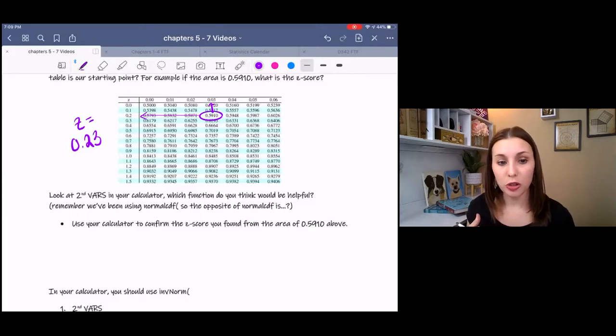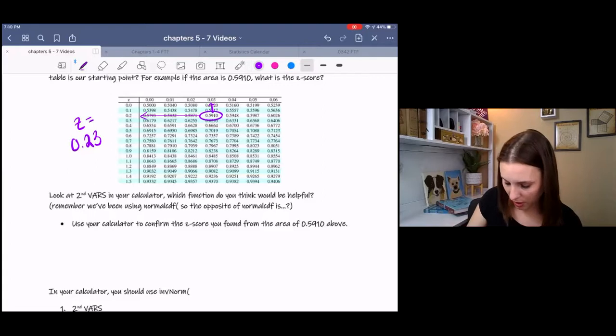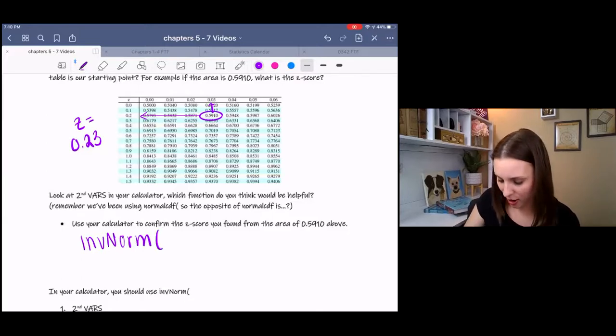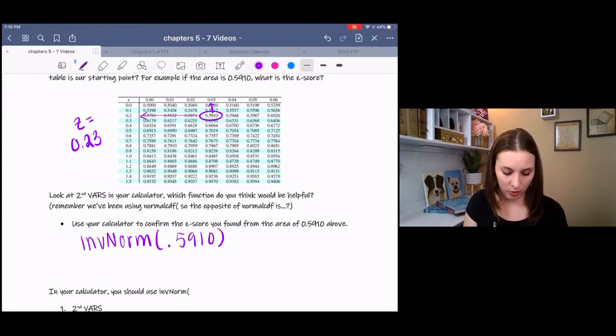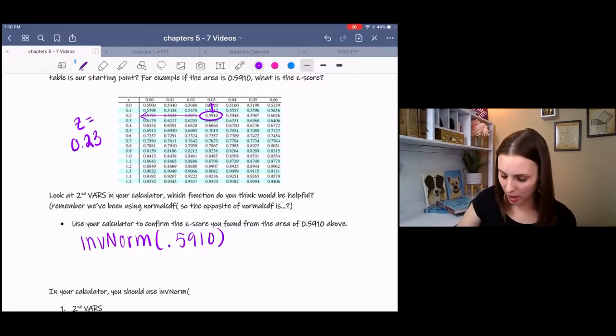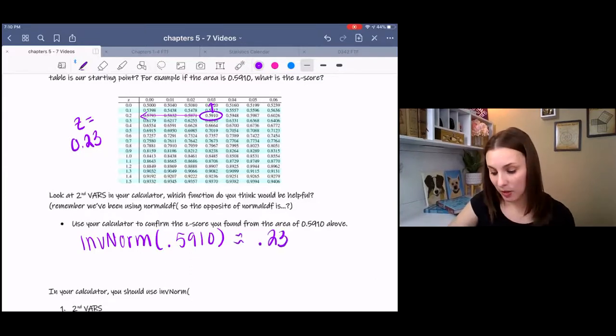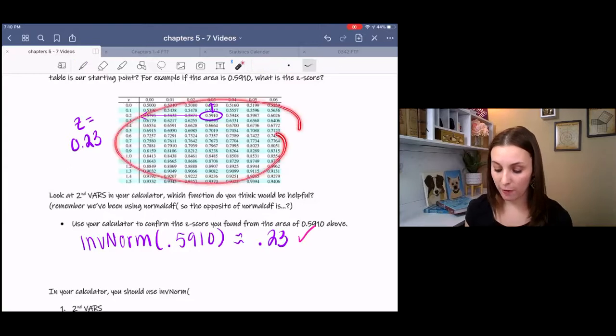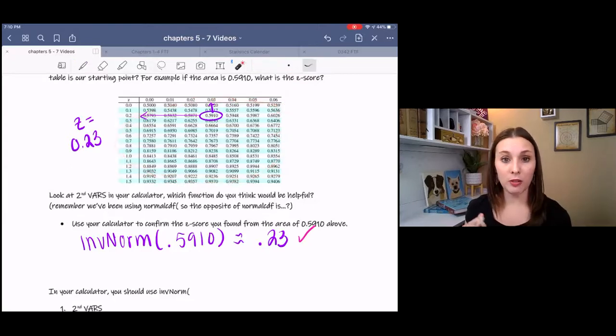So use your calculator to confirm that we got the correct z-score from the table. You'll grab inverse norm from the function menu, then 0.5910, close it, and we get about 0.23. Yay! That means we did it correctly. So when you're given the area and you want to find the z-score, we use inverse norm.